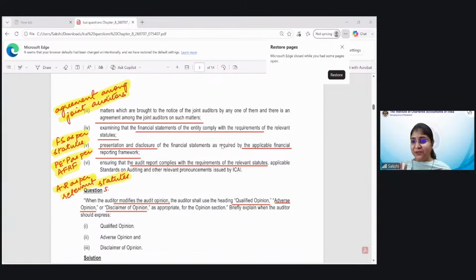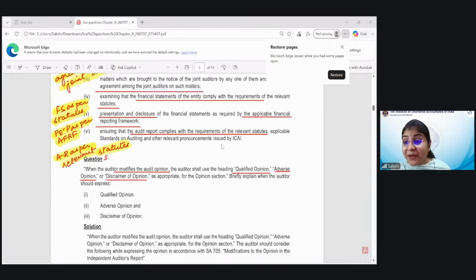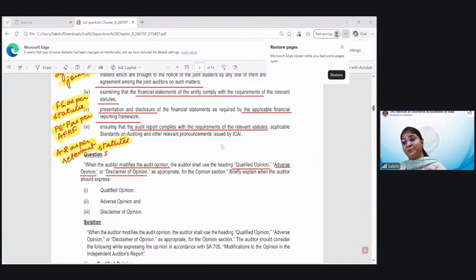We had discussed examples regarding this, isn't it? Then examining whether the financial statements of the entity comply with the requirements of the relevant statute. Obviously, the law will remain law for everyone, isn't it? Any firm cannot say, I will not follow this SA. No, SAs are applicable to all. They all have to follow the SAs. Then, preparation and presentation of financial statements as per the applicable financial reporting framework. The prime responsibility they have is to see whether it is presented properly or not, isn't it? They can't say, oh, this was your responsibility, why didn't you see?